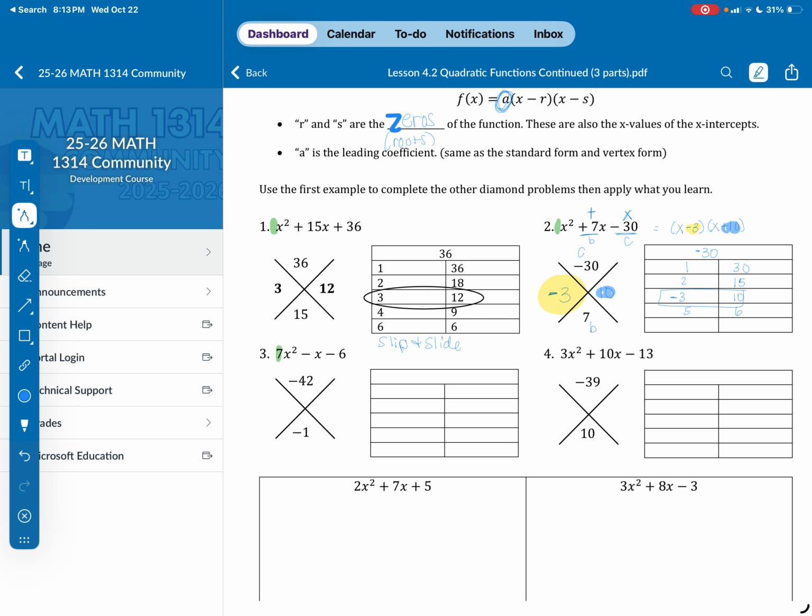And what I mean by that is I'm going to take 7 times negative 6. And so 7 times negative 6 gives me negative 42. Now that's where this 42 up here on the top came from. Okay? So I don't change that, my C value. I'm just trying to multiply to get that. But I need to add to give me a negative 1. So I'm adding to give negative 1 and multiplying to give me negative 42.